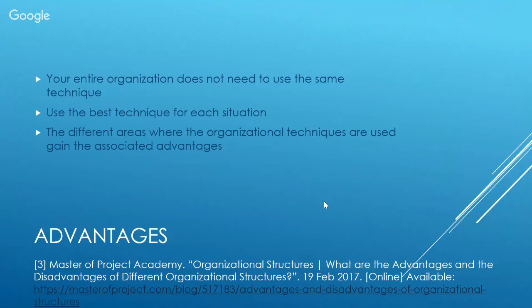But for example, if you mix functional and matrix, well, you wouldn't be mixing them. If you're using functional in one piece of your organization and matrix in another, each will gain its own advantages according to their organizational techniques and will be better overall. At least that is the hope of a composite organization. If not done well, then it can have problems as well.